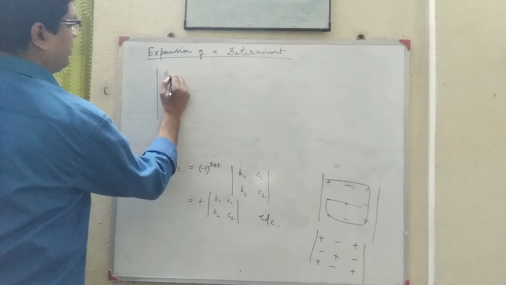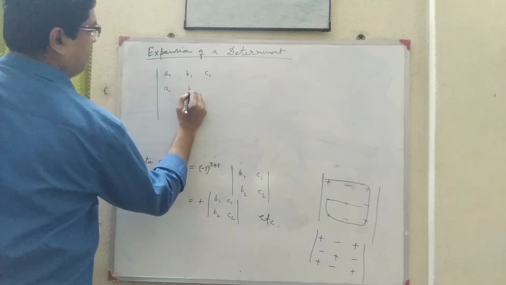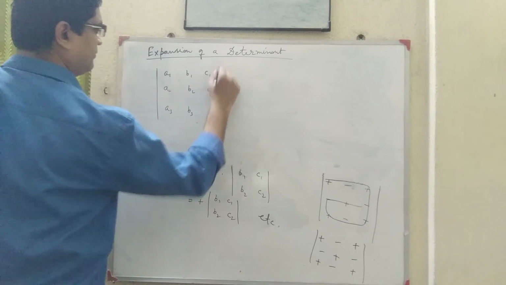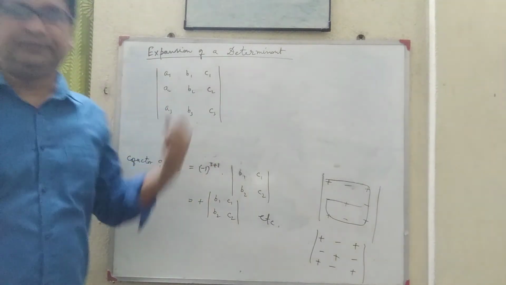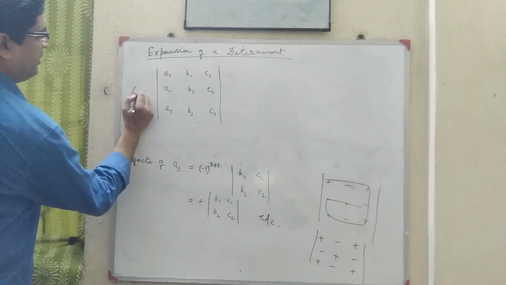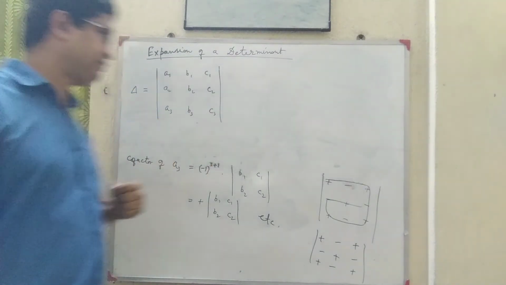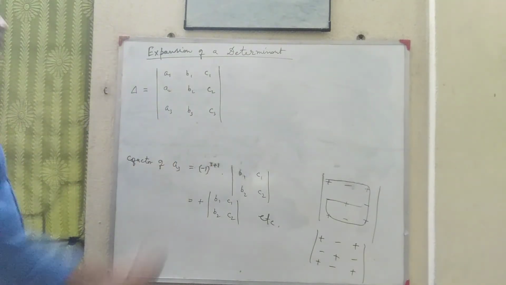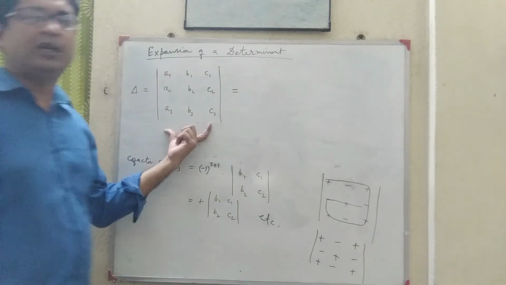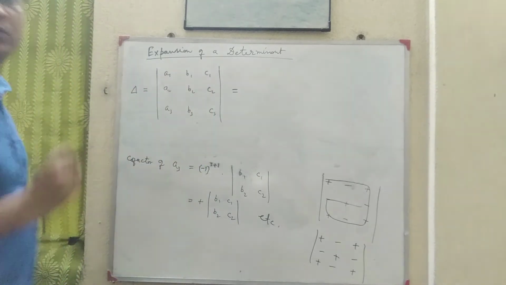Now, suppose a third order determinant is A1, B1, C1, A2, B2, C2, A3, B3, C3. Suppose this is a third order determinant, and a determinant is generally denoted by the symbol delta or capital letter D. Okay. Now, the expansion of a third order determinant means you consider any row or any column.